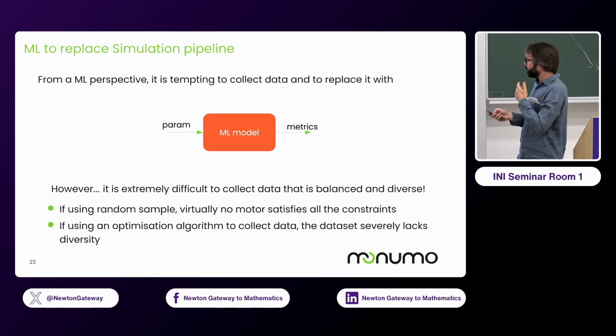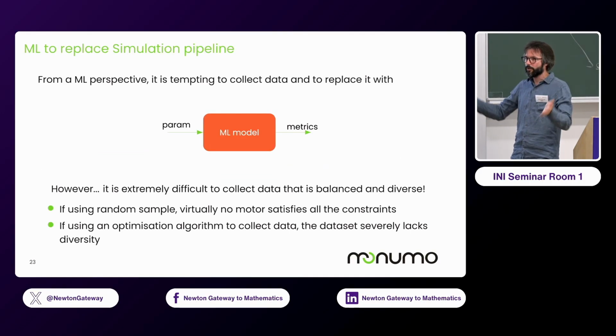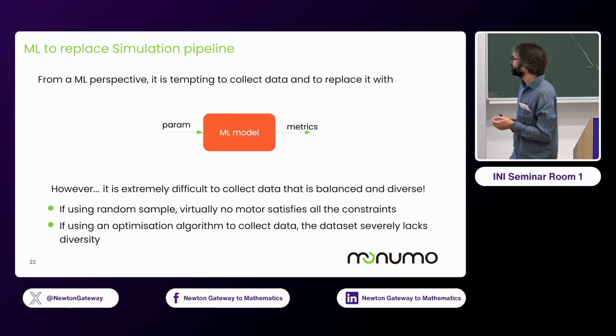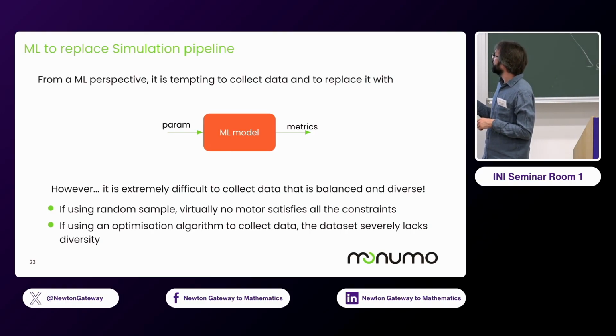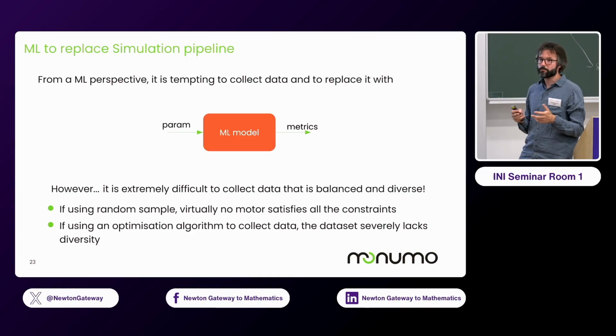So it's quite tempting when we see this to say, oh, there are some input parameters, there are some output values. I'm just going to fit an end-to-end machine learning model that will take the inputs and map them directly to the metrics I care about. We tried that. It doesn't work very well. The problem is it's very difficult to collect data that is both balanced and diverse.